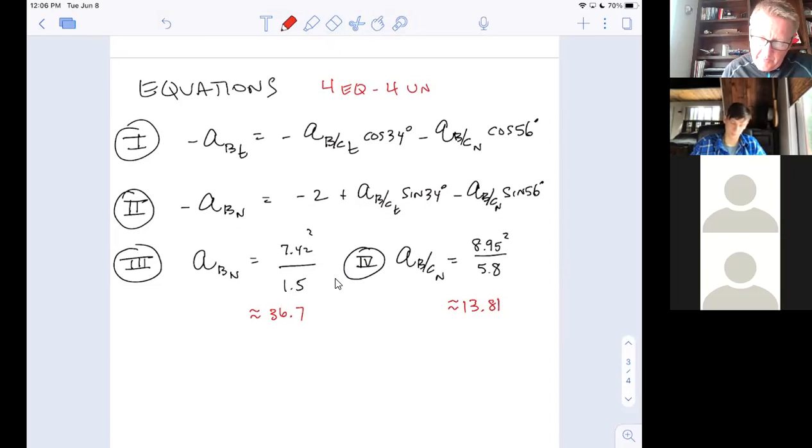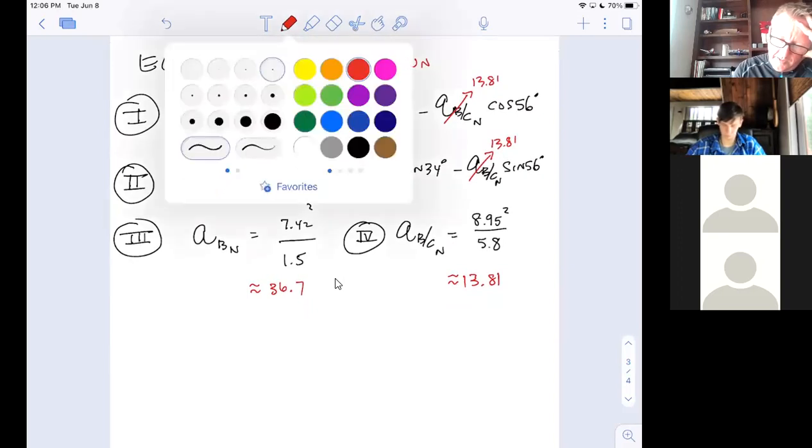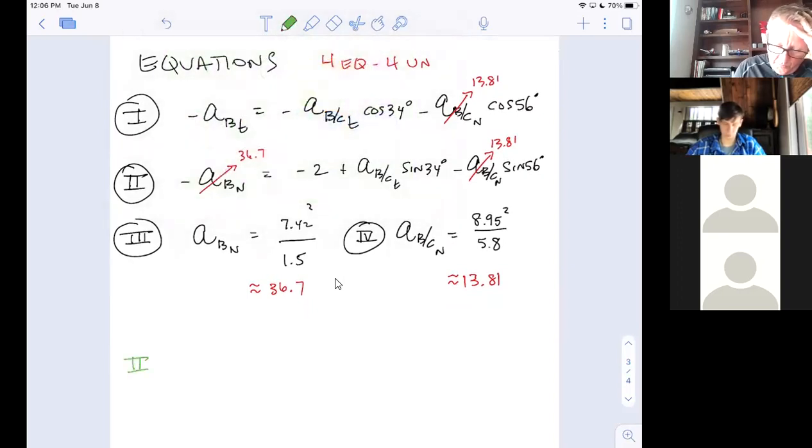So of course, that's what I'm going to do now. I'm going to take my 4 equations, 4 unknowns, and I'm going to sub in 36.7 right there for ABN. That's the only representation of that I have. 13.81 goes 2 different places. It goes here and it goes here. So I finally only have 2 equations with 2 unknowns. And if you notice, the second equation now only has 1 unknown in it. That's pretty cool.